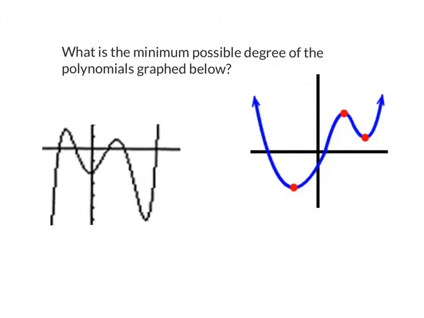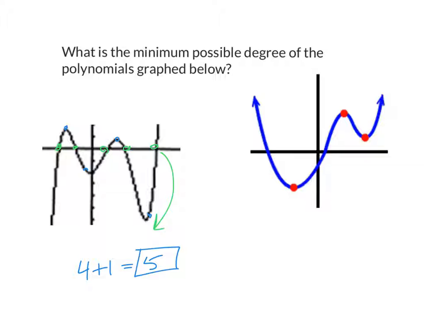So that being said, the last slide says what is the minimum possible degree of the polynomial's graph below? Well, analyzing the number of max and mins of the first one, I see I have 1, 2, 3, 4 max and mins. If I add 1, I'll get the lowest possible degree. So the lowest possible degree is 5. Now another way you can do is analyze the x-intercepts. There are 1, 2, 3, 4, 5, so that makes sense.